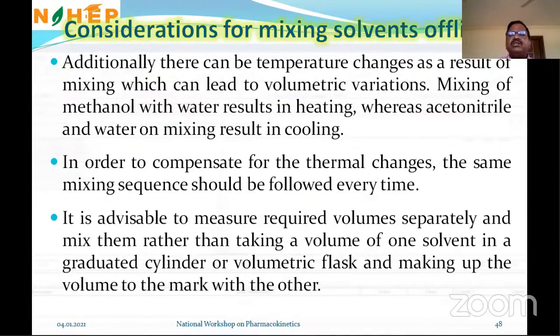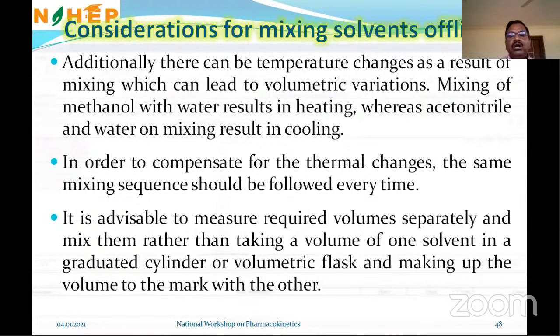The best example is mixing of methanol with water. This results in heating, as temperature generation will occur, so the volume will increase. Whereas on the other hand, acetonitrile and water mixing results in cooling, so the volume will be reduced. In order to compensate for the thermal changes, the same mixing sequence should be followed every time.